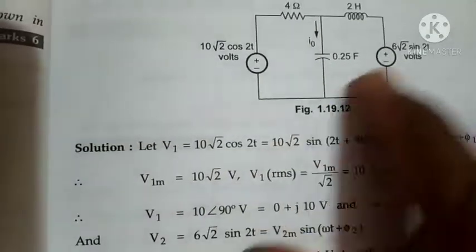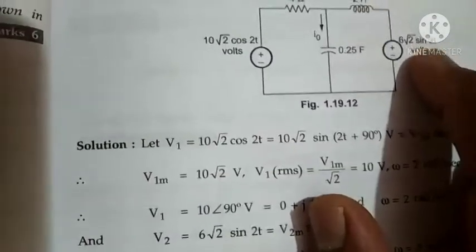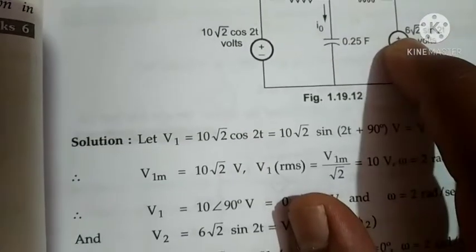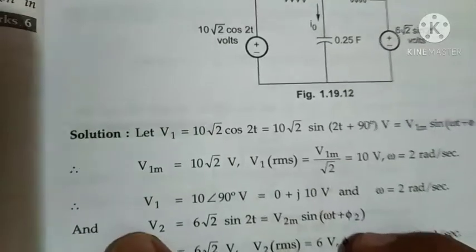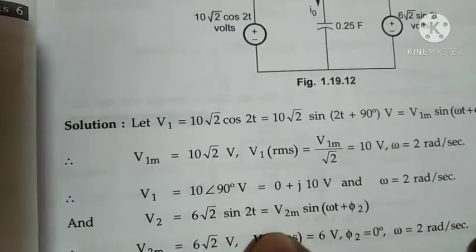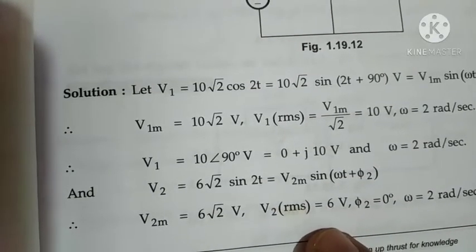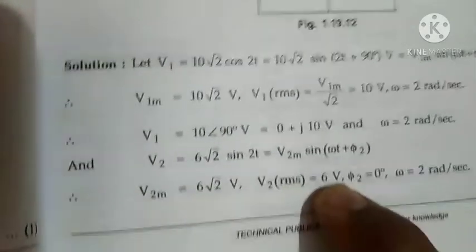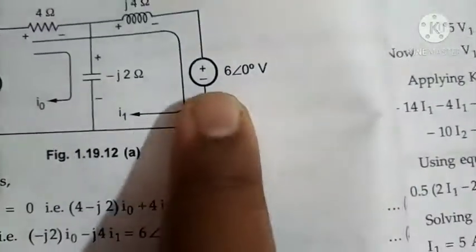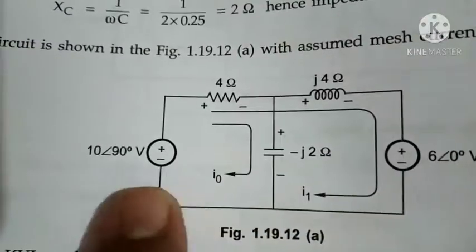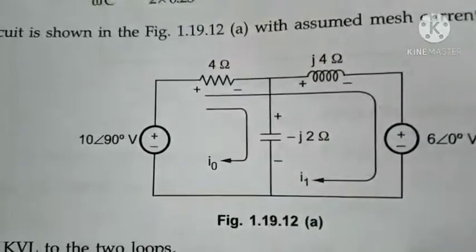Next, V2, the voltage present here, is already in sine, sine plus 0. So V2 is equal to Vm by root 2, and if I take Vm by root 2, we'll get 6 volt. So the value of V2 is 6 volt with an angle 0. Now two things are ready, and now we have to apply the mesh analysis.